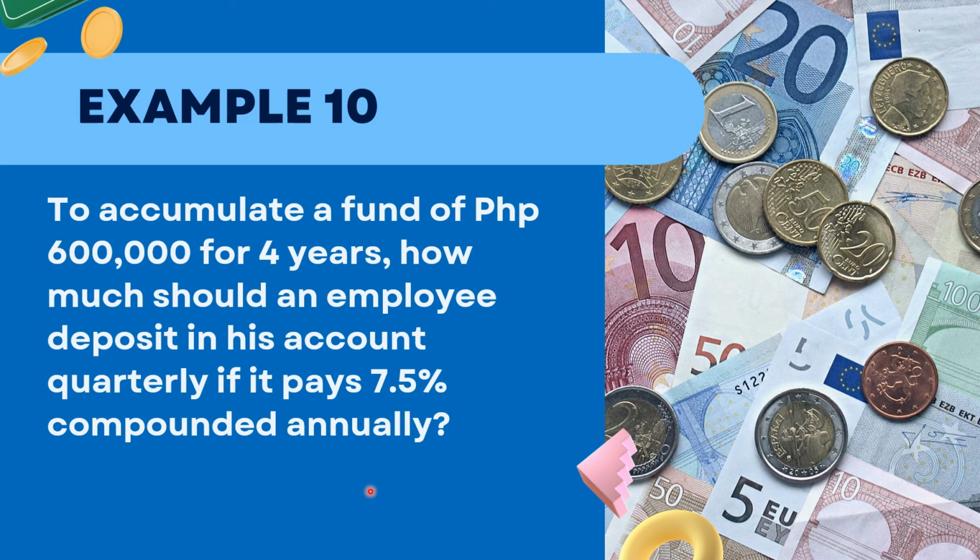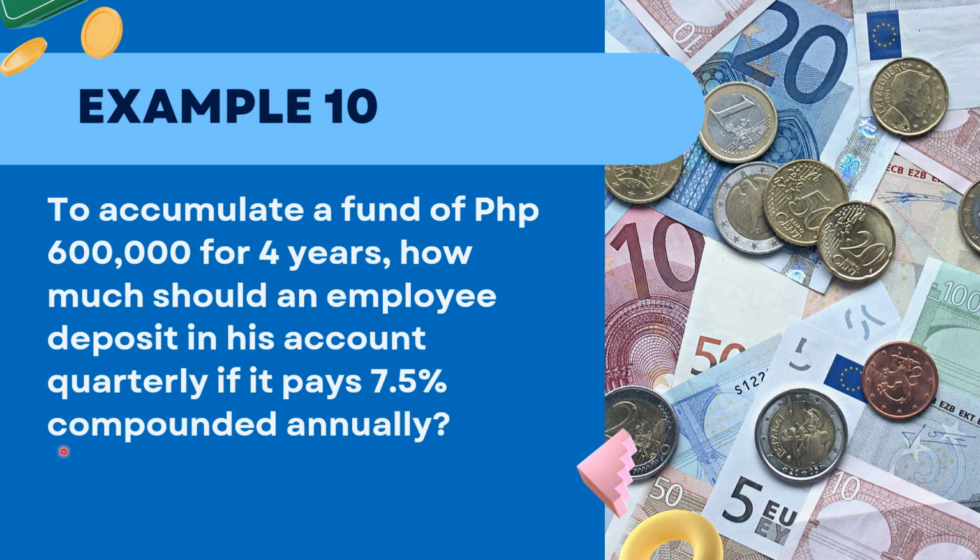Tapos, gusto mong malaman kung magkano ba yung minimum na iuhulog mo o ide-deposit mo sa account mo para maabot yung goal mo na yun in a certain term. So, tulad nito, gusto mong makaipon ng 600,000 for 4 years. So, magkano kaya yung kailangan niyang i-deposit sa account niya quarterly or every 3 months sa bank account na nagbabayad ng 7.5% compounded annually.